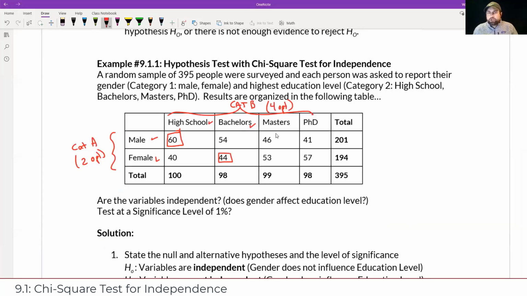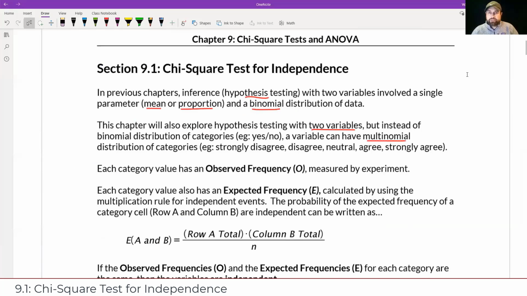We couldn't do this type of problem before because we were limited to just binomial type things, A or B, on or off. Either you met the requirement or you didn't meet it. Proportions, P and Q, right? That kind of stuff. And now with this type of hypothesis testing, we're going to be able to look at more complicated data sets.